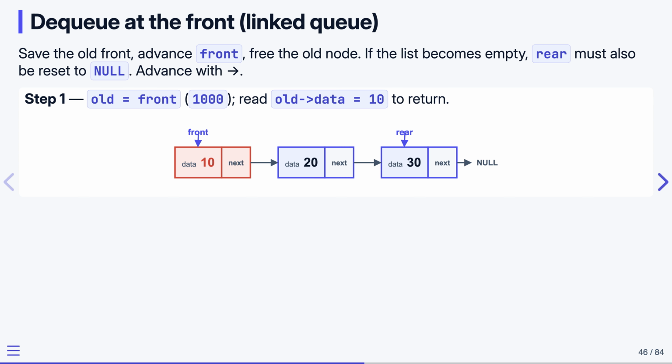To dequeue, we save the old front, advance front, then free the old node. If this empties the queue, rear must also reset to null. The order matters, so watch it 1 step at a time.